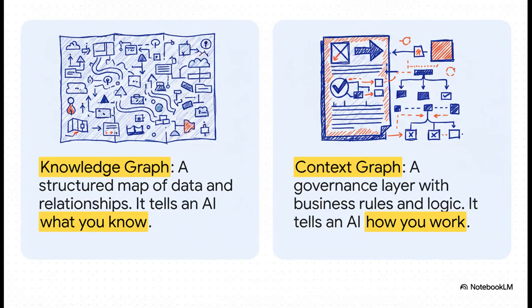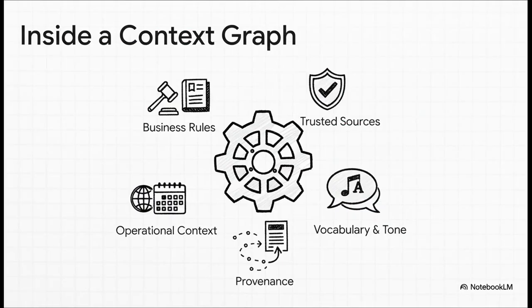Okay, this is probably the single most important idea to grasp. A knowledge graph, on its own, is a map of your data. It tells the AI what your organization knows. But a context graph is a layer of rules and logic on top of that. It's the operational playbook. It tells the AI how your organization actually works. What you know versus how you work. That's the key difference.